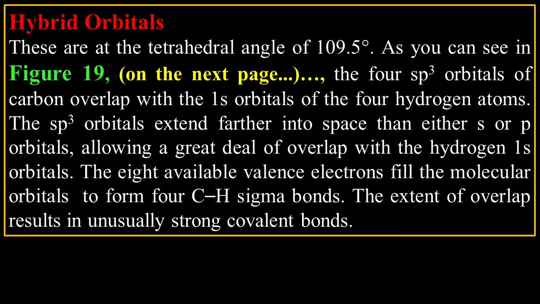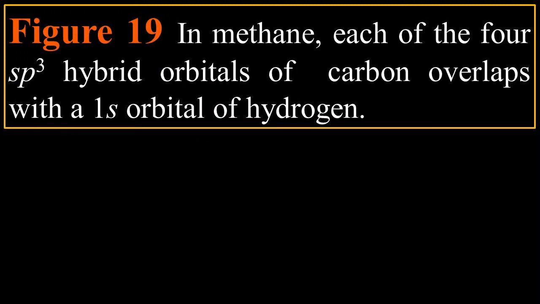The sp3 orbitals extend farther into space than either s or p orbitals, allowing a great deal of overlap with the hydrogen 1s orbitals. The 8 available valence electrons fill the molecular orbitals to form 4 C-H sigma bonds. The extent of overlap results in unusually strong covalent bonds.